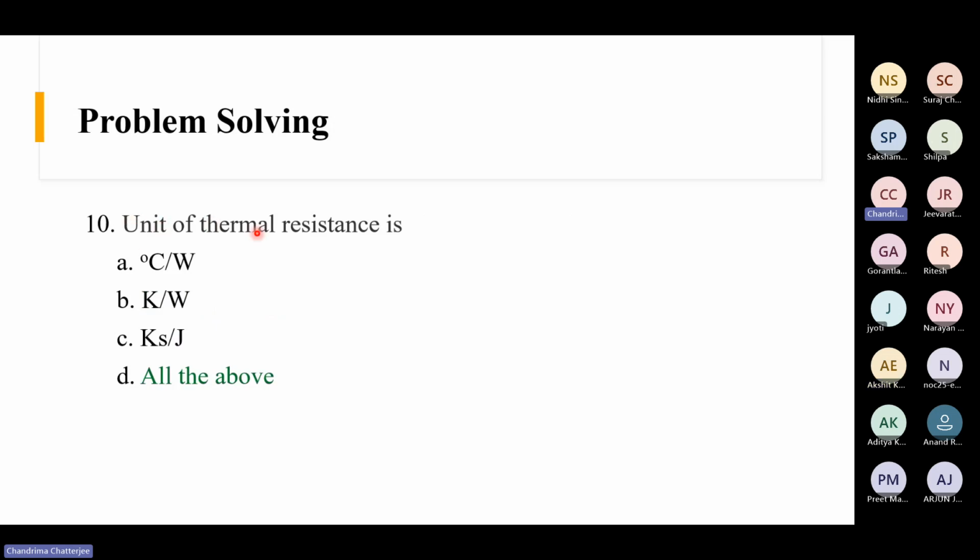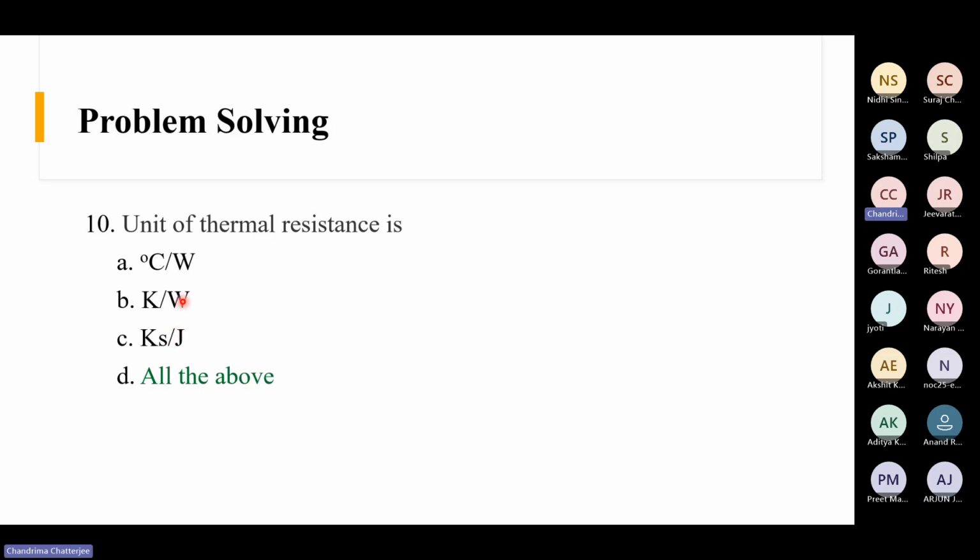What is the unit of the thermal resistance? So thermal resistance unit, we can express it as degree centigrade per watt, or we can also express it as Kelvin per watt, as Kelvin is also the unit for temperature. And watt is basically what? Watt is power. So power we can express as joule per second, right? You know that energy per unit time is the power, right?